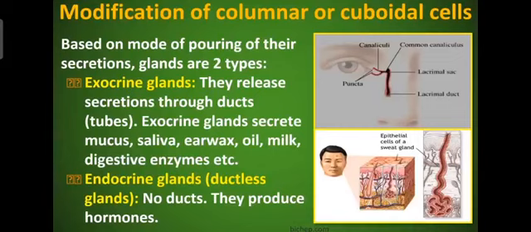Whatever the cells are there, they release their secretion directly into the blood. No duct is there, the duct is absent. So in a ductless gland, the secretion is directly poured into the blood. So exocrine glands and endocrine glands are the two modifications of columnar or cuboidal cells.